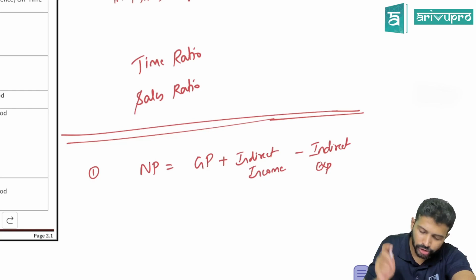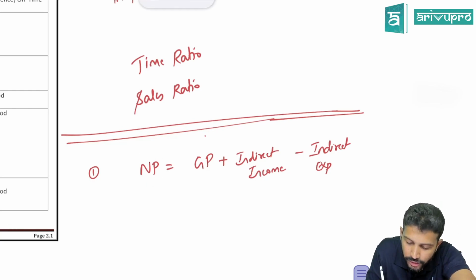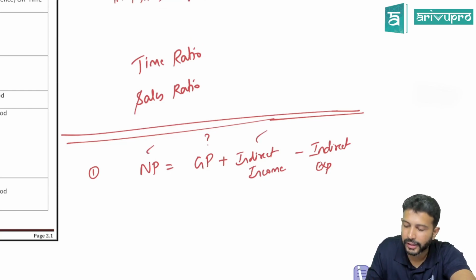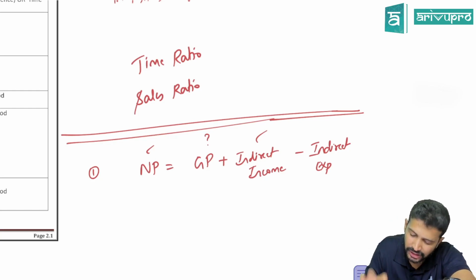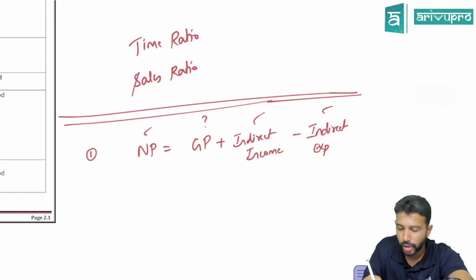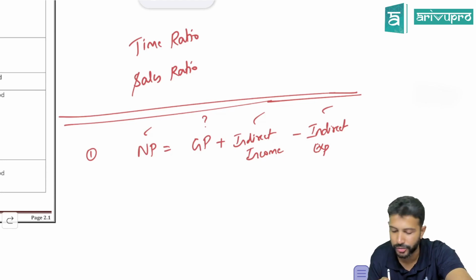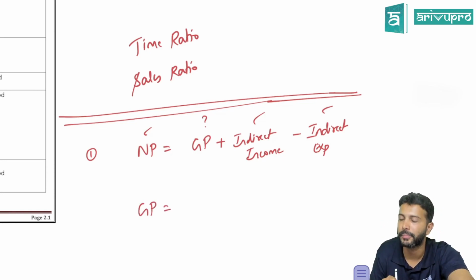Yes. Suppose they give you net profit in the question, but you need to find out what, sir? They have given you net profit. They have given you indirect income. Indirect income generally it will not be there. Okay, but let's assume it is given, and indirect expense is also given. You just need to find out GP. Can you reconstruct this equation for me? How do you find out GP now then? Can you reconstruct mathematical equation simply?